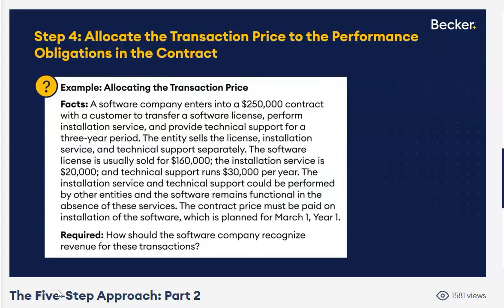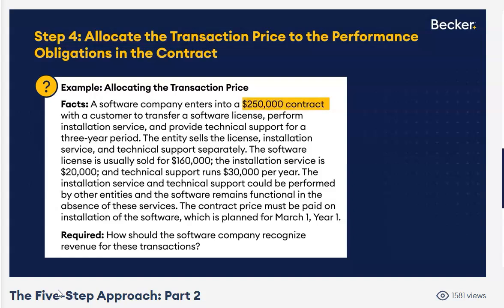So here's an example of how the allocation would be done. Notice a software company enters into a $250,000 contract. Real easy. The amount we expect to be entitled to, $250,000. We have a contract, we've identified it. Now we look and we say, okay, we're going to do a lot of stuff. We're going to provide them with a software license, performance obligation number 1. We're going to perform installation, possibly performance obligation number 2, and we're going to provide technical support for 3 years.